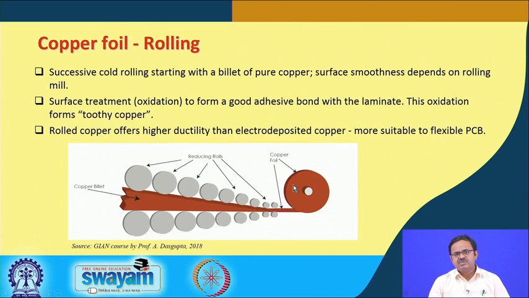All right. So, this was one process of getting a copper foil, an electrodeposition process. What is the other one? The other one is a mechanical process of rolling.